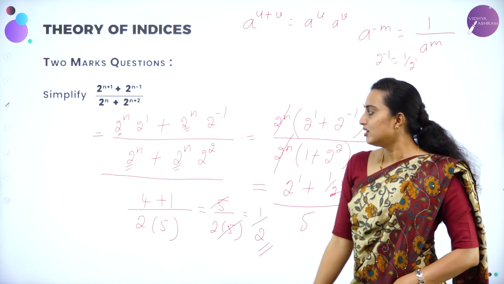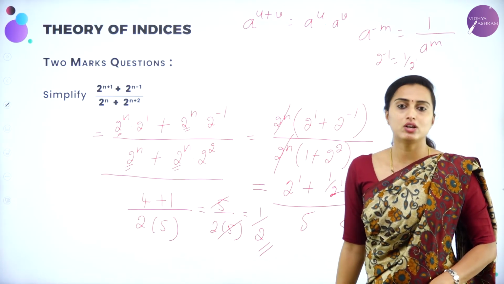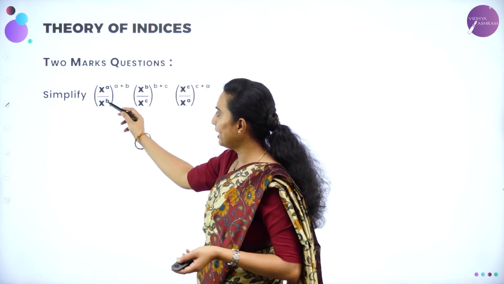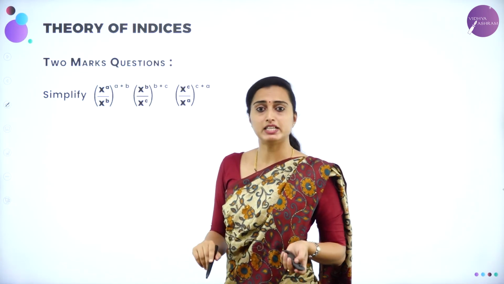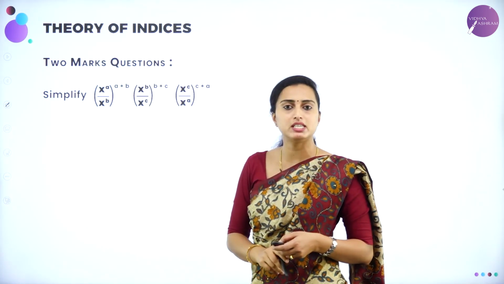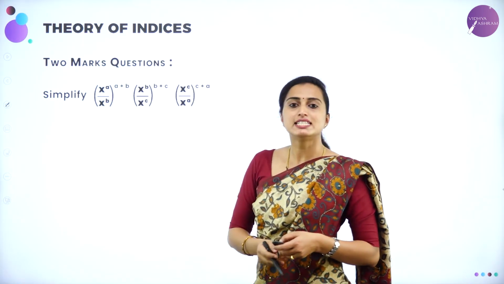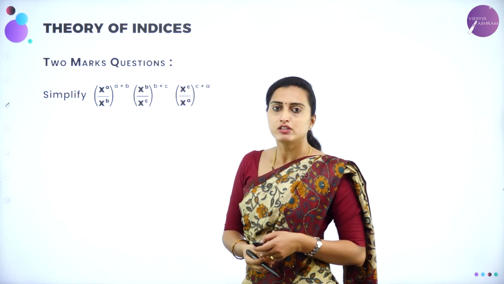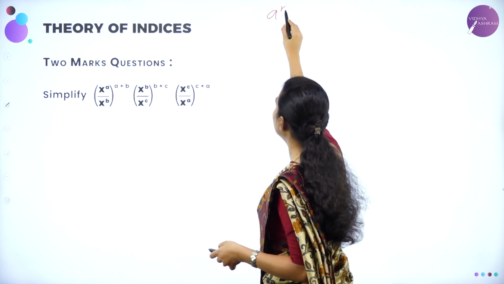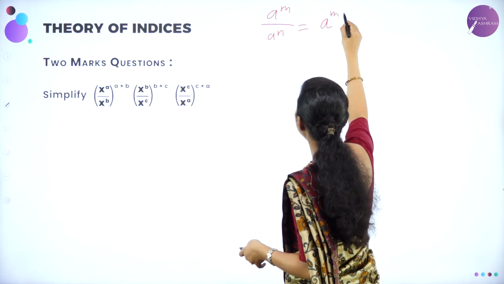Is that so easy? So we have used here two theorems, or two theories of indices, laws of indices. Okay. Next we'll be moving on to simplify x power a divided by x power b, whole to the power of a plus b, into x power b divided by x power c, whole to the power of b plus c, into x power c divided by x power a, whole to the power of c plus a. How to simplify this one? First it looks like a power m by a power n. What is that? a power m by a power n can be written as a power m minus n.